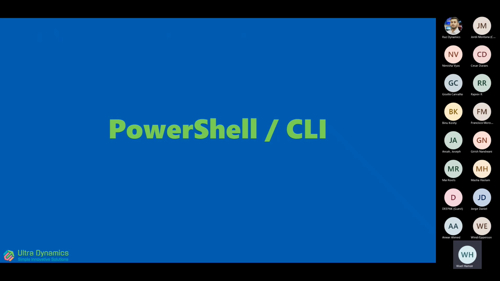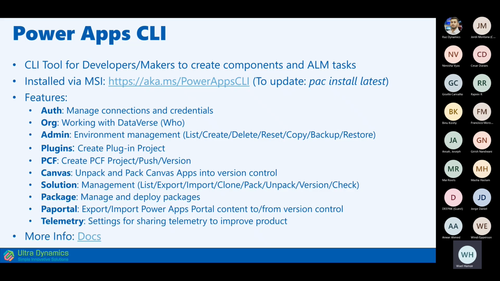PowerShell and CLIs. So this is the first level of automation. I just wanted to go quickly through some of the things that are available in the platform. If you've not heard of it, there is a tool called the Power Apps CLI. The Power Apps CLI is a command line interface, which basically allows us to do a lot of things with Power Platform, and the functionality has been increasing quite a lot recently.